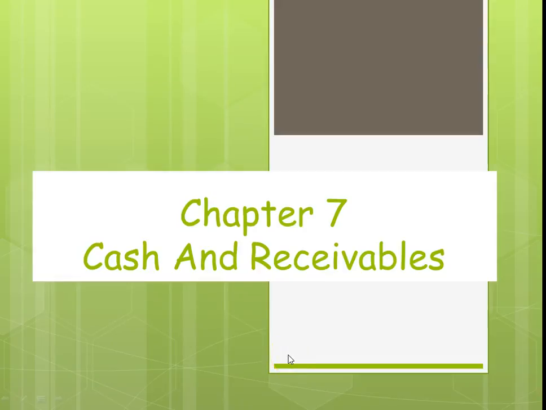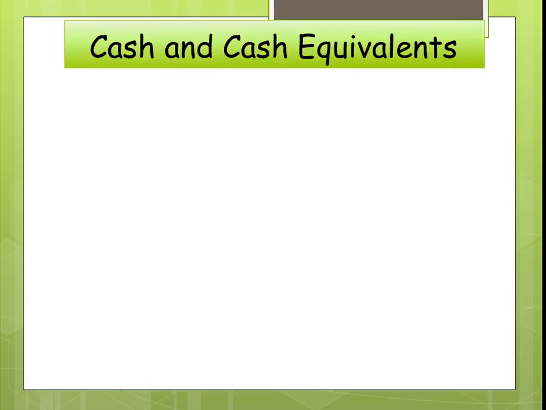Chapter 7, Cash and Receivables, from Intermediate Accounting, Kieso 16th edition. Cash and cash equivalents. This is shown on the balance sheet.